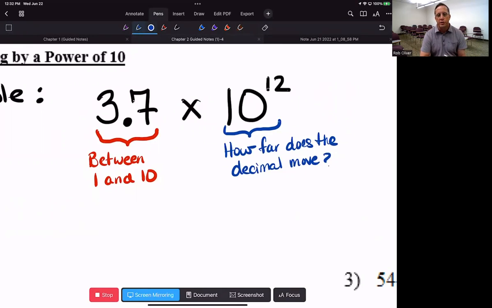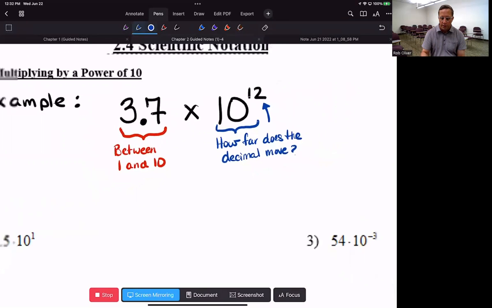Okay, so how far does the decimal move? The power of that 10 is going to tell us how far it's going to move. So in this case, it's a 12. So that means we're going to move the decimal 12 digits or 12 units to the right. So we're going to move it 12 to the right, not 2.